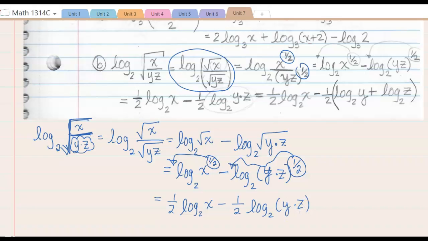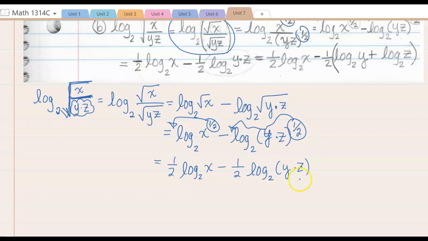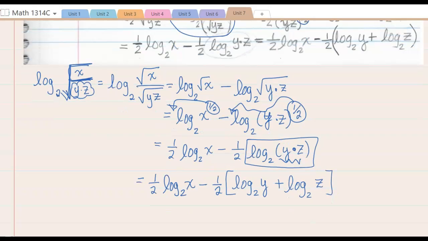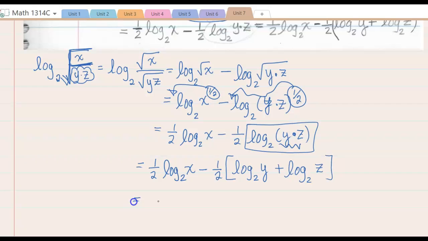So now last thing I need to do is to get rid of this product. So I'm going to have 1/2 log base 2 of x minus 1/2. And I'm going to put this in a big parenthesis so you can see what's happening. I'm just looking at this part to expand. So I'm going to have the log of base 2 of y plus, because remember if it's a product we add, log of base 2 of z. And then I can use my distributive property, get rid of parentheses.